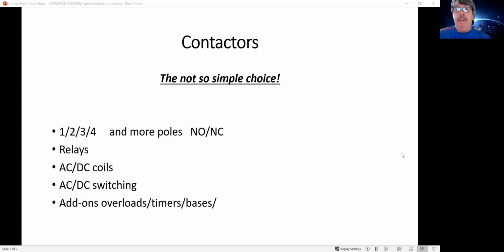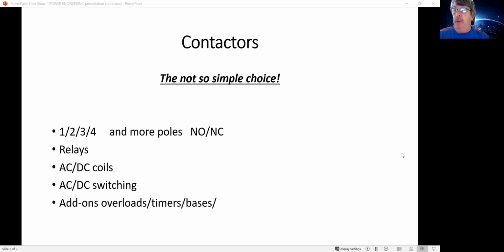It's not that simple to just go along and choose any old contactor. We have to approach this with a bit of care, but it's certainly not rocket science, and we're going to go through that process, and I'm sure you'll come out with a lot of knowledge if you don't have that already. So you get different types of pole configurations.